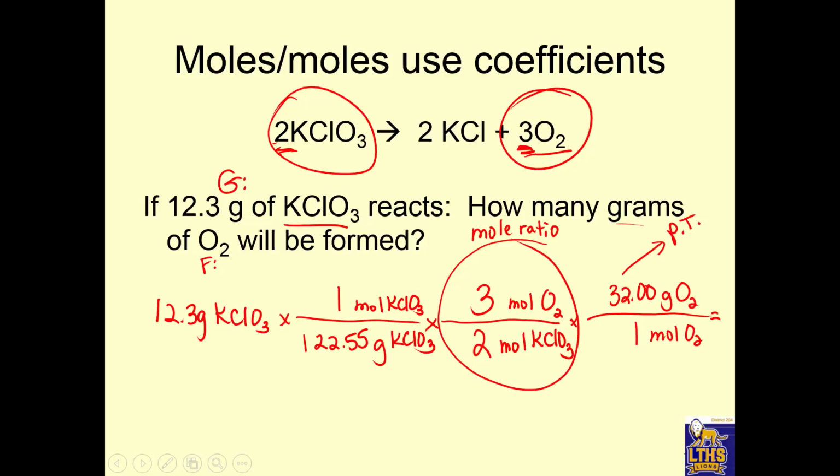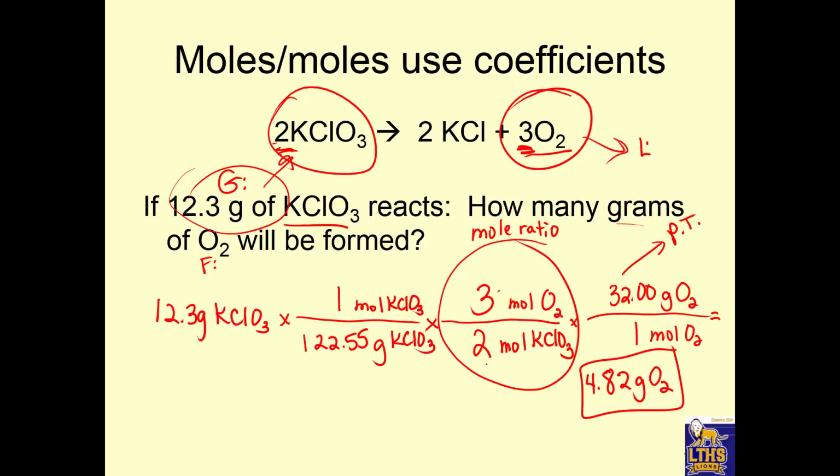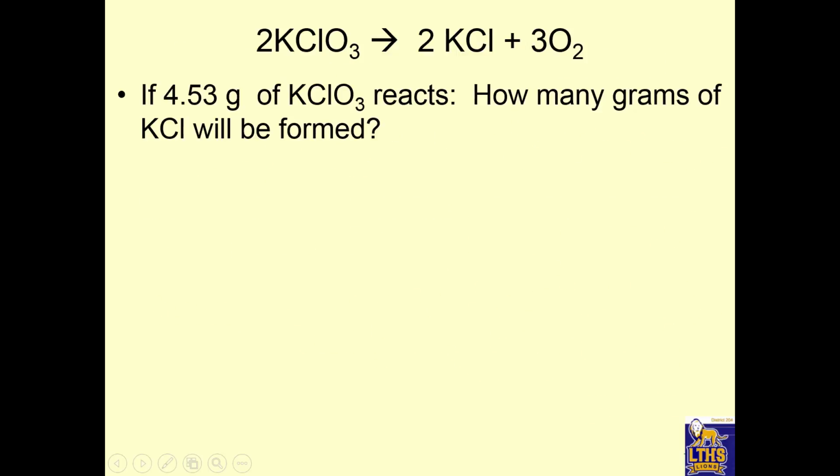Okay. Then you plug this into your calculator. 12.3 divided by 122.55 times 3 divided by 2 times 32 gives us 4.282 grams of oxygen. Okay. So what this means is if I put in this much of KClO3, I should be able to get out 4.82 grams of oxygen. Pretty cool. Changed one chemical into another.